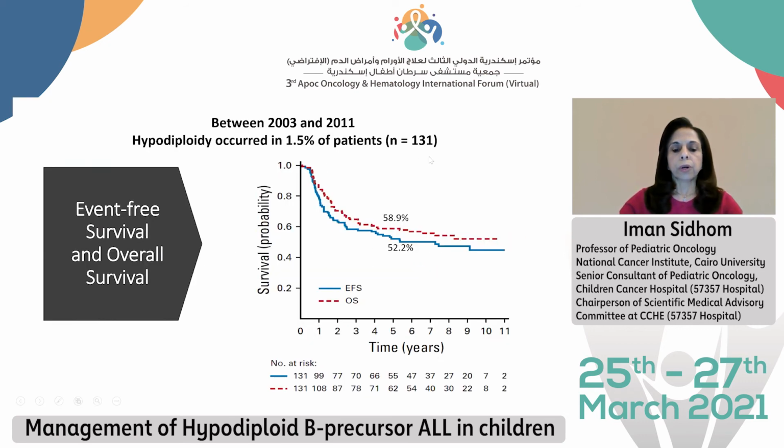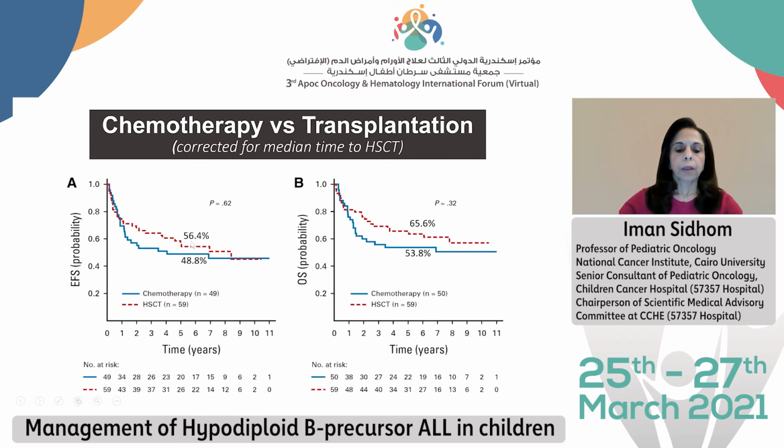This study included 131 hypodiploid ALL patients and reported a 5-year event-free survival and overall survival of 52% and 59%. Hematopoietic stem cell transplantation did not show significant impact on survival. The 5-year event-free survival was 56% with transplant and 48% with chemotherapy only. And the 5-year overall survival was 65% with hematopoietic stem cell transplantation and 53% without.